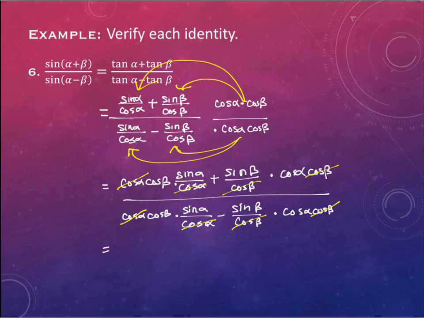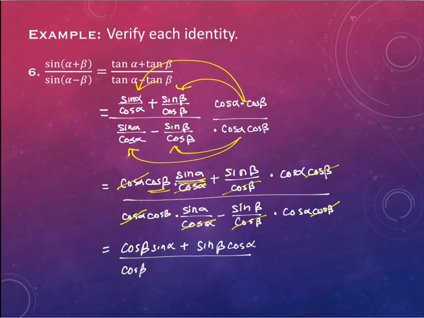So on top, I now have these 2 pieces. This is in whichever order you'd like; I'll write it just as they're showing up. So cosine of beta, sine of alpha, plus sine of beta, cosine of alpha. That's the entire numerator. In the denominator, I have the cosine of beta and the sine of alpha, minus, and over here I have the sine of beta and the cosine of alpha.